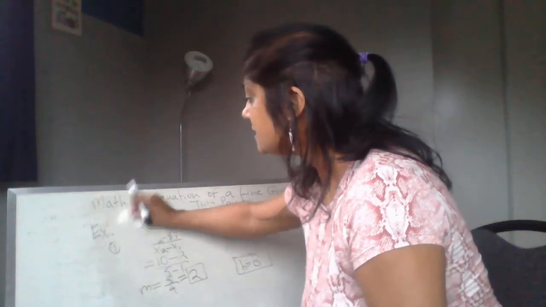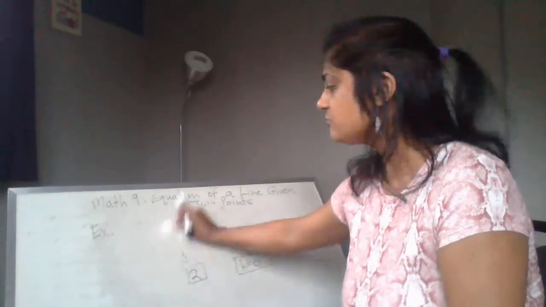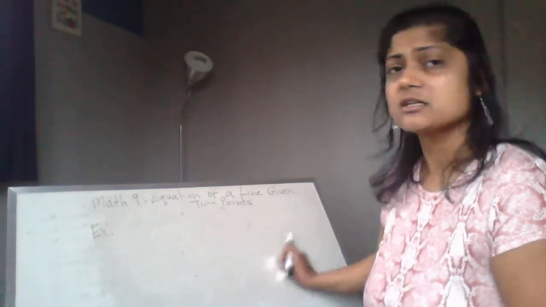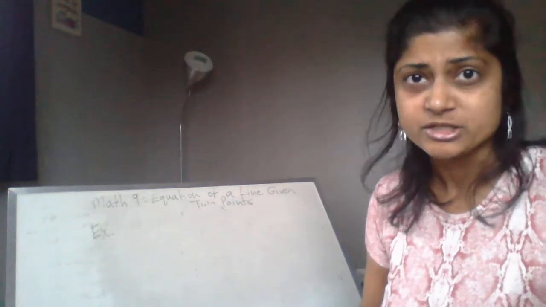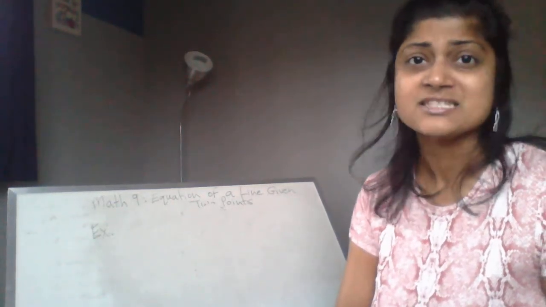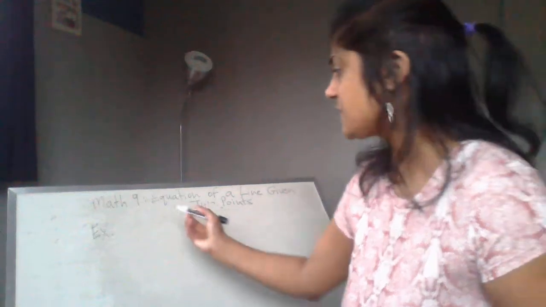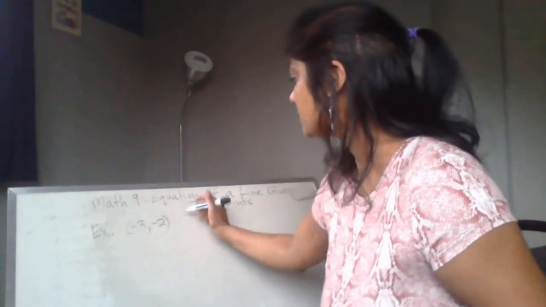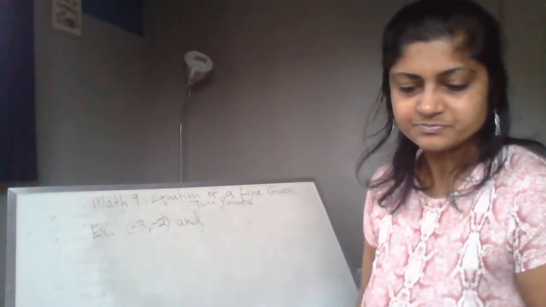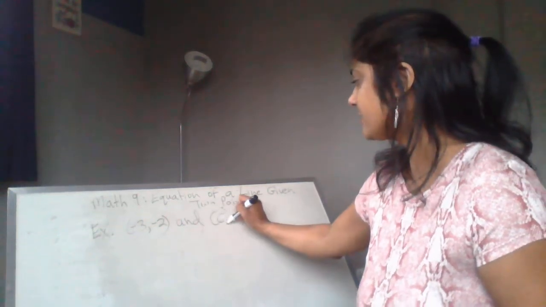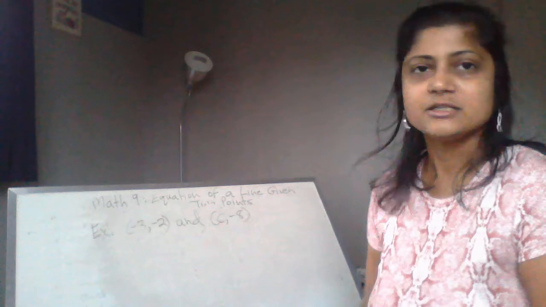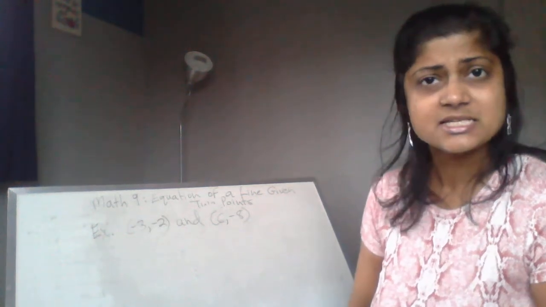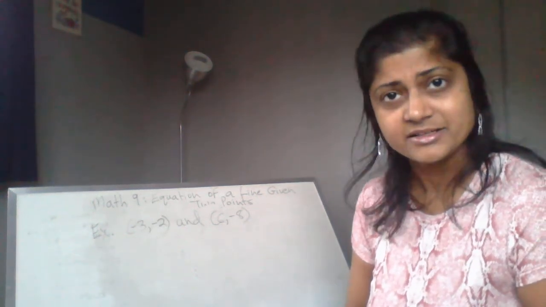So I'm going to take this off. In this example, you'll notice when we solve for the slope, the slope is actually going to be a fraction, and that's the reason we're going to do this example as well. So a line is passing through this point, it's (-3, -2), and (6, -8). We're basically doing the same thing. It says find the equation of this line.